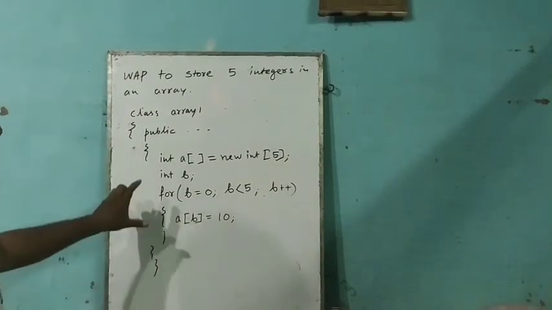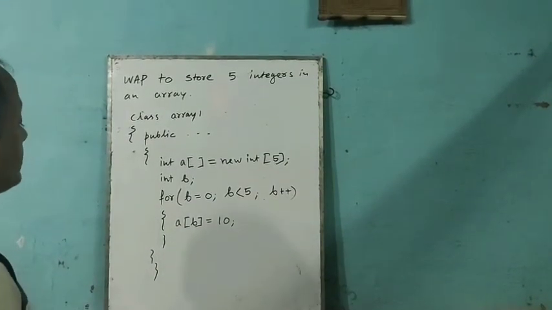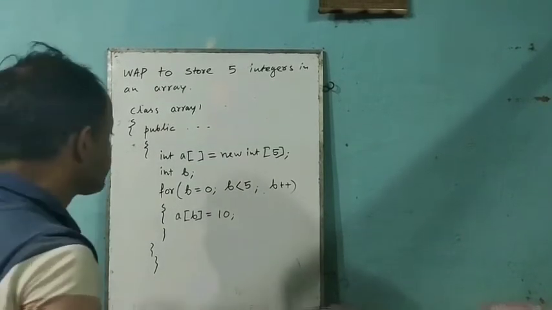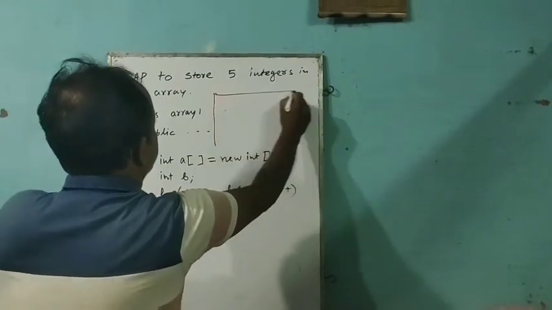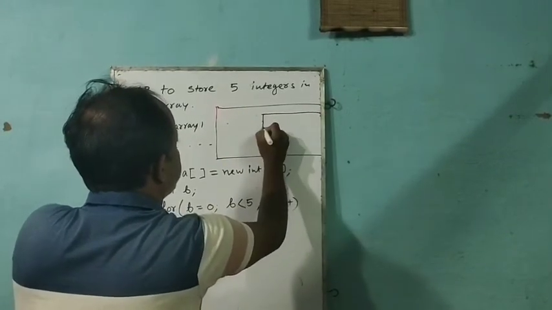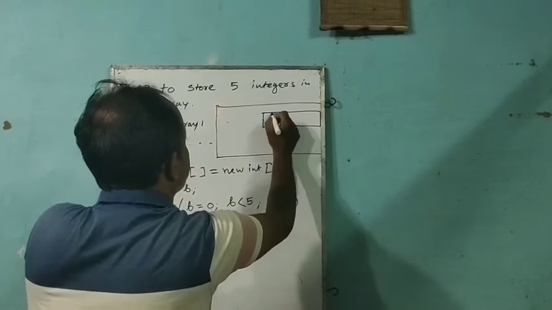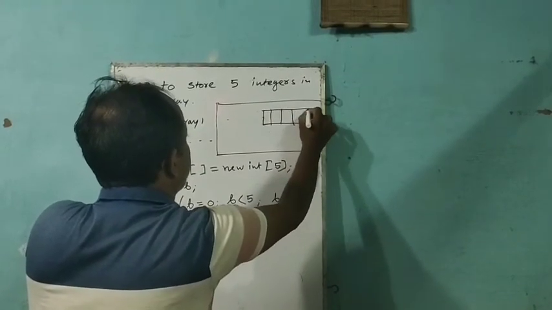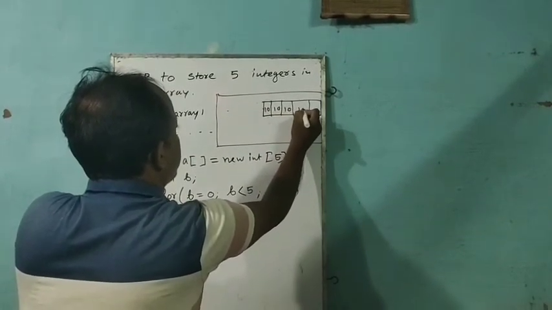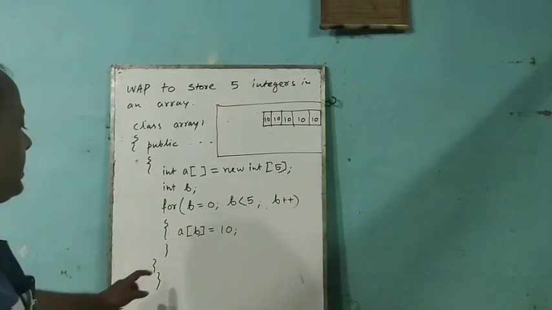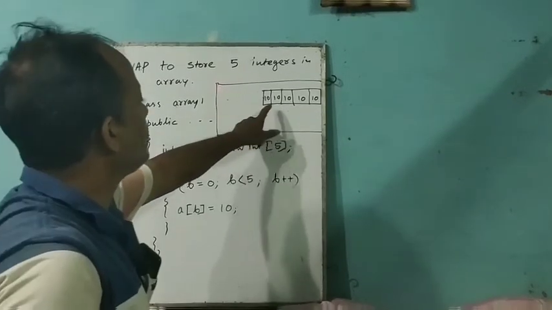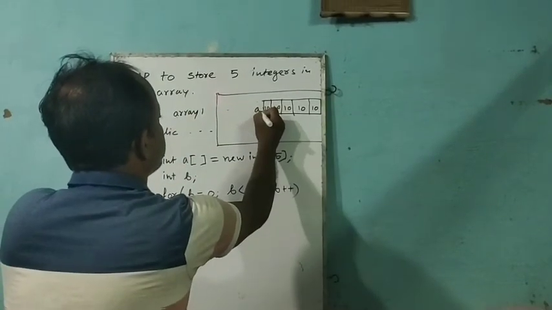What will happen by this? It will create an array with 5 compartments, and in each compartment 10 will be stored, as I have written here a[b] equal to 10. So this is repeated 5 times, and in each compartment 10 will be stored.